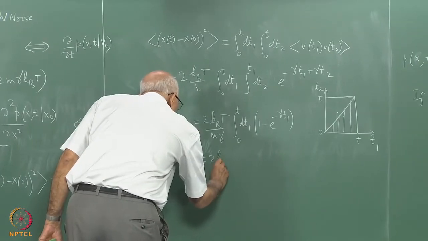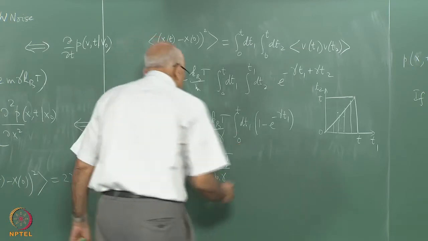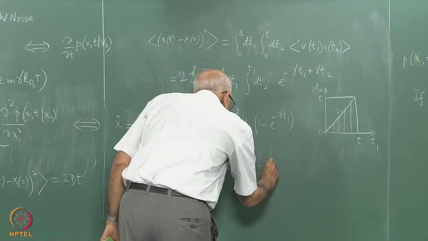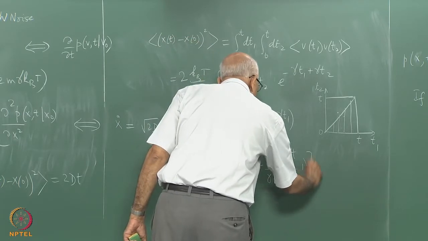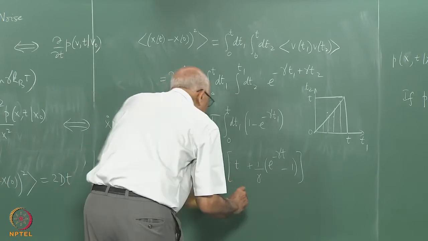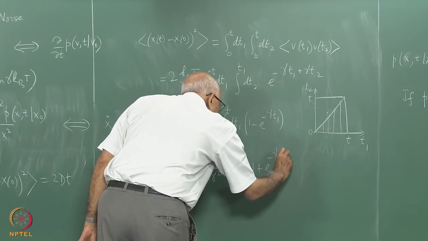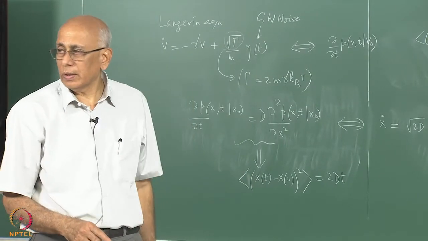Which is equal to twice k Boltzmann T over m gamma. And then I have to do this integral, which of course is equal to t, the first term is t. And then this minus cancels against that, so it's 1 over gamma e to the minus gamma t minus 1. That's the integral, right? So let's pull out this gamma squared here and write this as gamma t minus 1 plus e to the minus gamma t. That's the exact expression for the mean square displacement for a particle whose velocity obeys the Langevin equation.